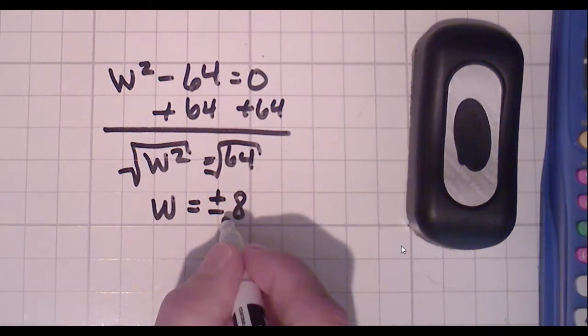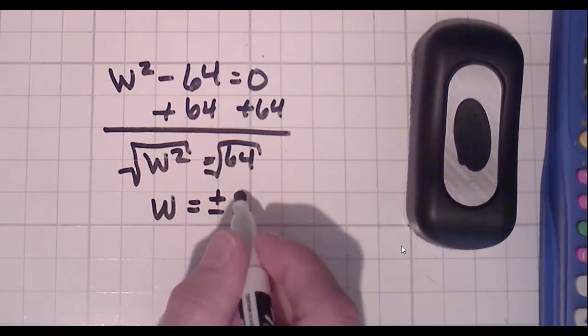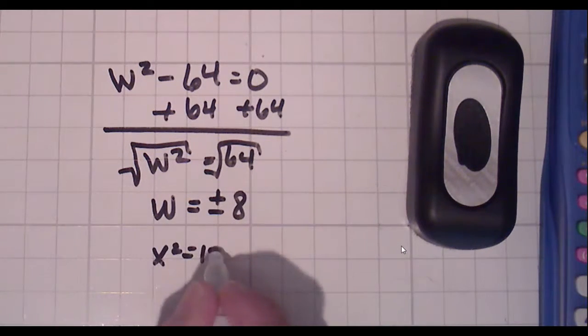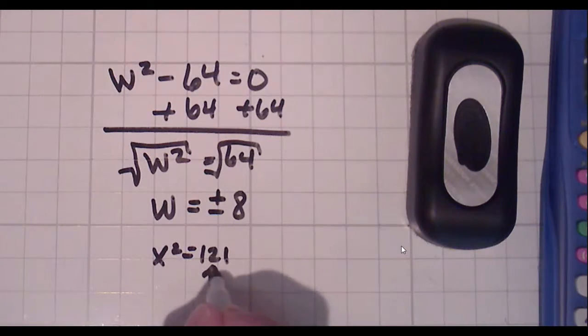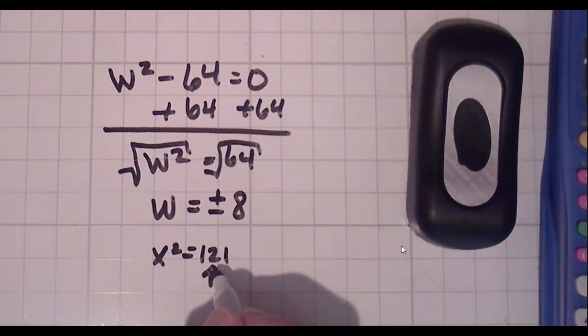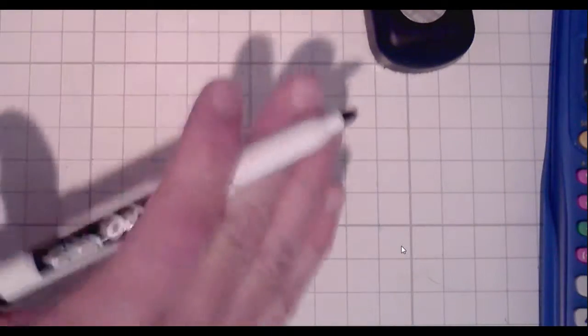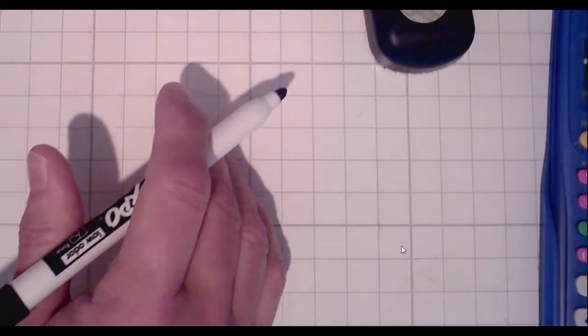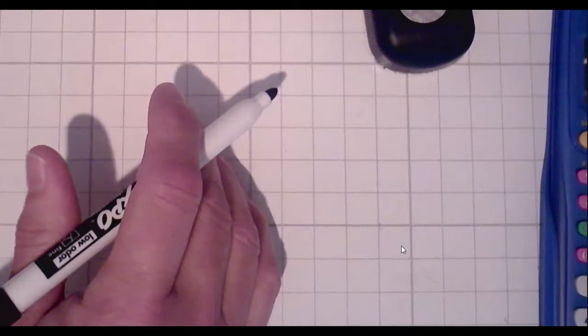Sometimes you'll get a problem that says how many solutions are there? Well, if you have, for instance, x squared equals 121, if the number on this side is a positive number, you're always going to have two solutions. If the number on this side is a negative number, you're always going to have 0 solutions, because you're not going to be able to find the square root of a negative number unless you use imaginary numbers, and that's not part of this course. If the number on the right side is a 0, you're only going to have one solution.